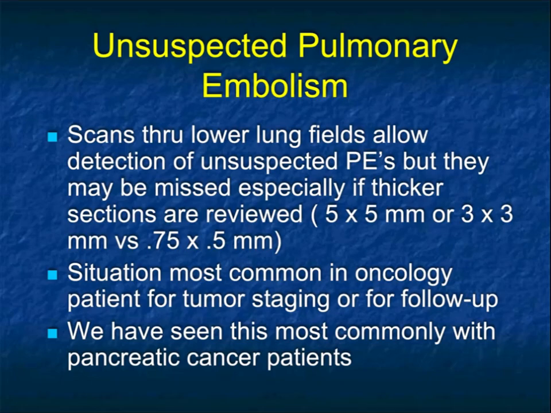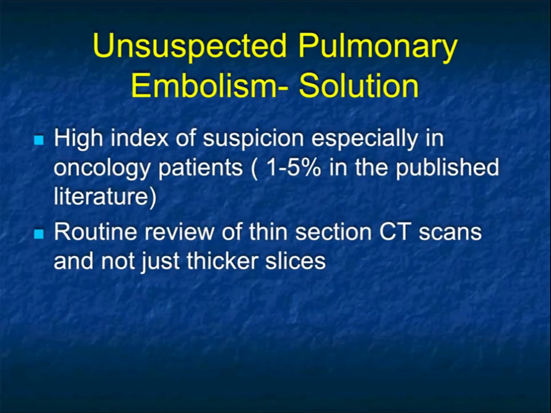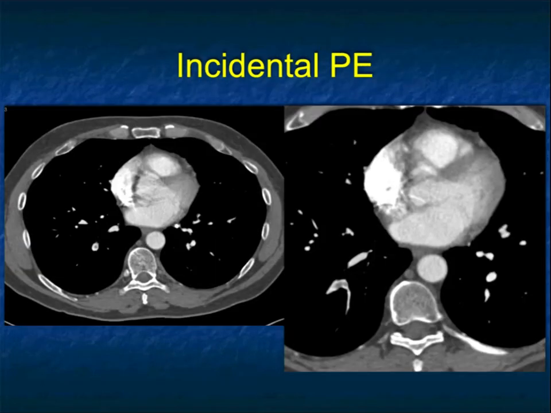And in oncology patients, this is particularly an issue because 1 to 5% of all oncology patients have incidental pulmonary emboli. The point we learned is, although most of us spend time looking at the lower lung fields to rule out METs, we didn't look to rule out pulmonary emboli. Pulmonary emboli can be very subtle, so you need to have a high index of suspicion and always look at the thin sections, which we weren't doing as well.